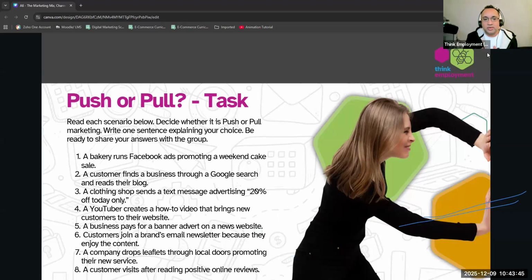If we start with one, for example, and you're not sure, you're talking about a bakery that runs Facebook ads promoting a weekend cake sale. You think, okay, that's definitely a push, because it's over the weekend, a very short period of time, and they're doing a Facebook ad which they're paying for, and there's no long-term connection. That's a push, so you put push. If you're not sure about number two, then you can have a discussion. We'll do that for the next 5 minutes. I think 5 minutes is enough.